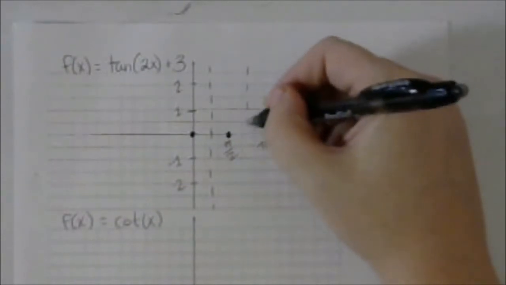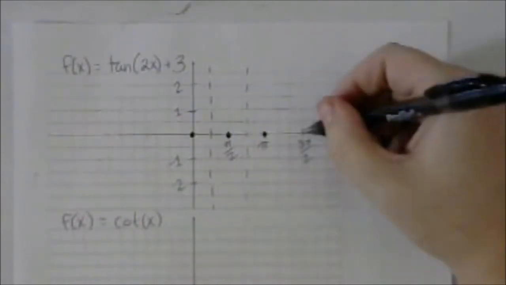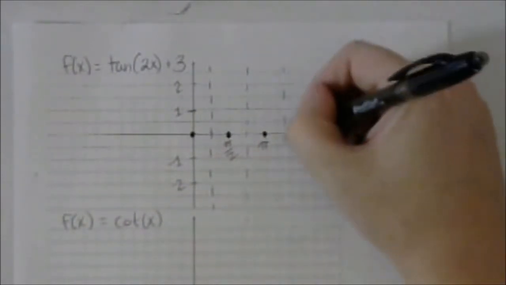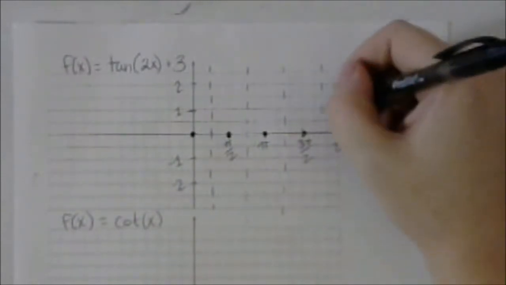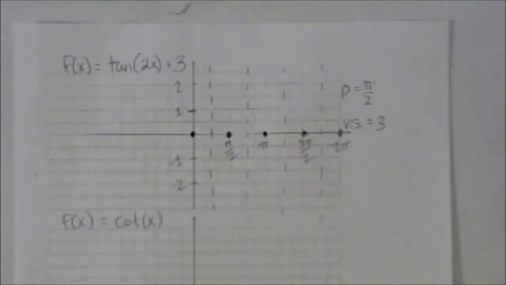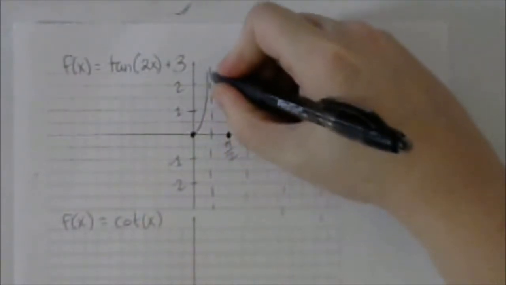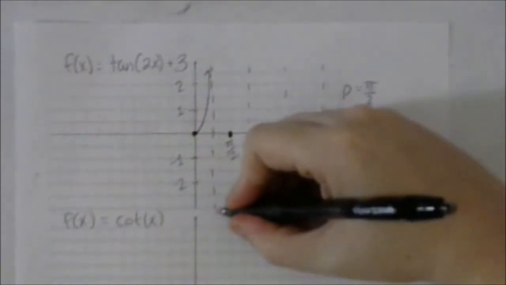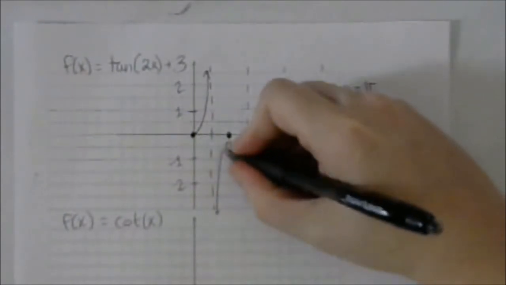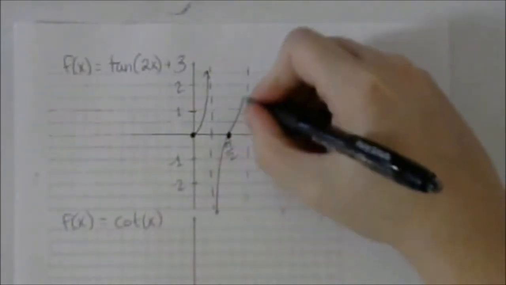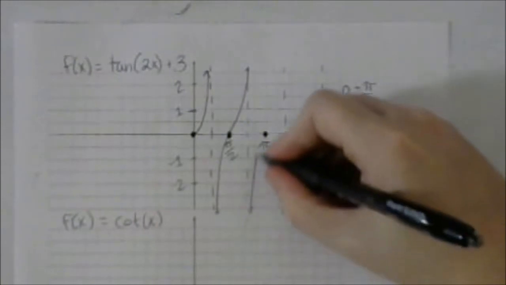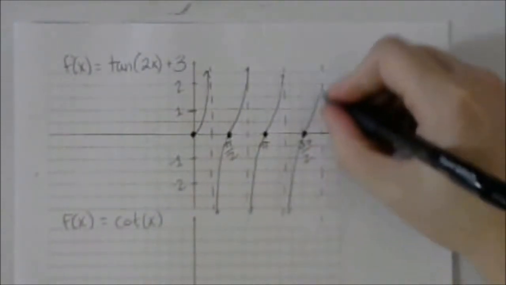Since tangent is a periodic function, we know that this pattern is going to repeat across the graph. What does tangent look like? Tangent begins positive in the first quadrant, negative in the second quadrant, and we'll continue this pattern across the graph.